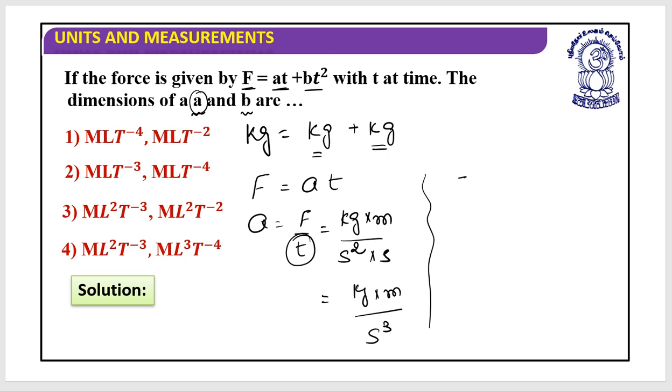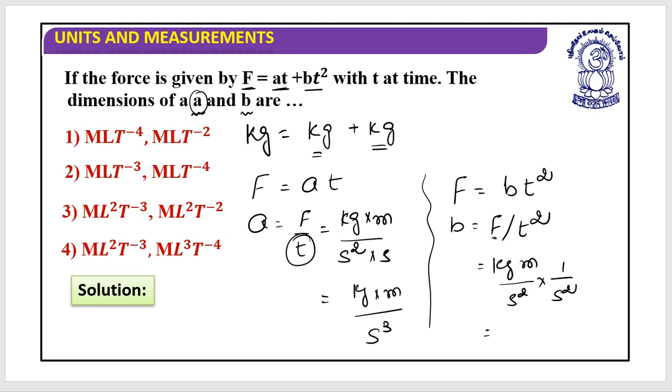So what I can write is F is equal to bt square. So b should be equal to F divided by t square. Now force is again kg meter per second square, and dividing by t square, this is second square, so that comes to kg into meter divided by second to the power 4.